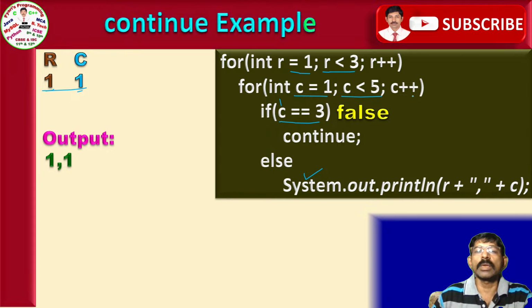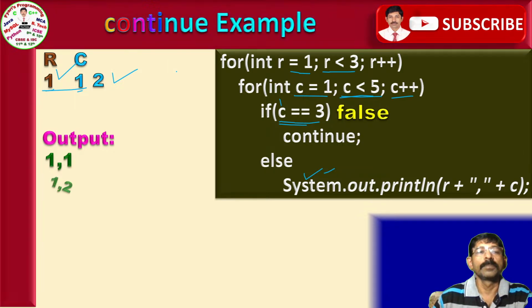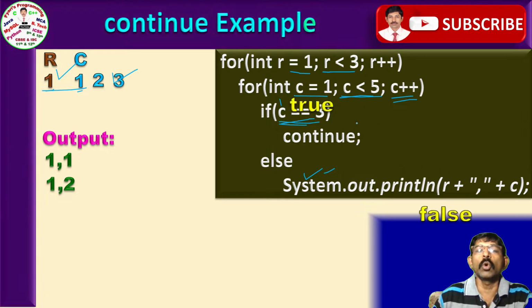Next time C++, C will become 2. 2 is less than 5, condition true. 2 is equal to 3, condition false. It will display R, C. R is 1 and C is 2. So that's why it will display 1, 2. Next C++, C is 3. 3 is equal to 3, condition is true. So that's why it is saying continue.